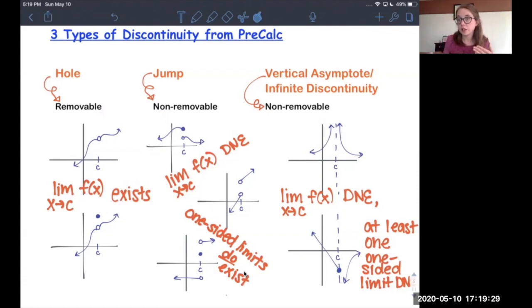And an infinite discontinuity or vertical asymptote is going to be a place where the limit at x equals c doesn't exist, similar to a jump, but at least one of the one-sided limits also doesn't exist. So you have it going to infinity or negative infinity on one side of that place. So this limit definition for continuity gives us a really hard and fast way to tell the difference between the three types, and that'll be something that'll be useful to us going forward.